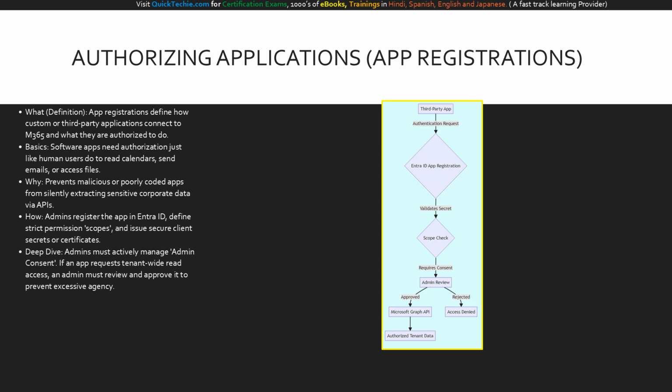Because it is requesting sensitive access, it routes to an admin review. Only after human governance approves the specific scope does the app reach the Microsoft Graph API. From there, the Graph API securely serves up the authorized tenant data. The app remains securely boxed in by its registered permissions.